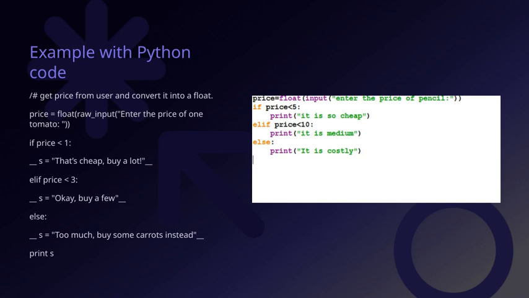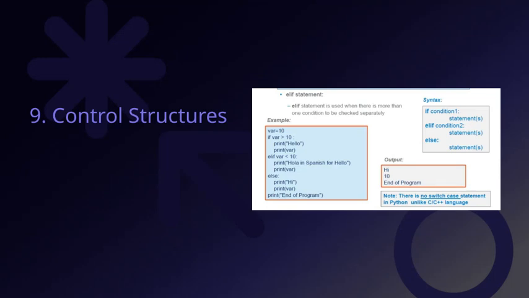This example highlights how conditional statements can be used to make decisions in your programs. It also shows how to get user input, convert data types, and output different responses based on that input. Connecting this to the overall theme, understanding conditionals is essential for writing responsive, interactive programs that can adapt to different situations. Let's move on to our next topic, control structures.